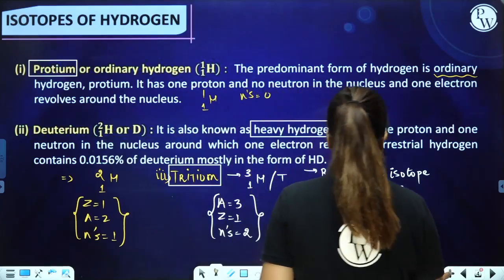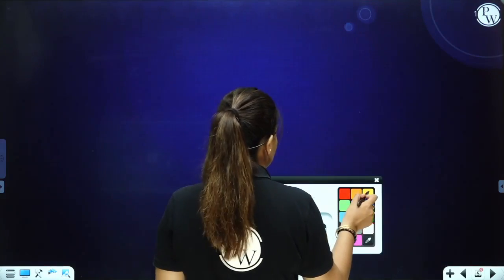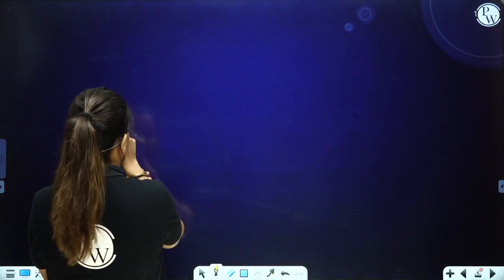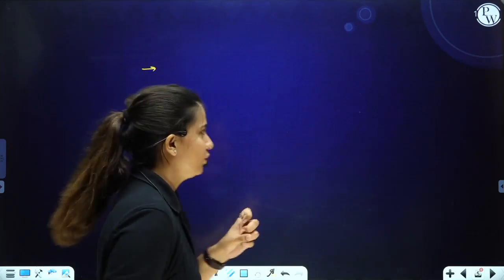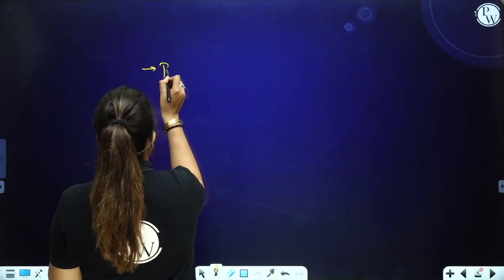Now we have to understand the position of hydrogen. We know that in the periodic table we have discussed, even Mendeleev was not able to identify the correct position of hydrogen. In the modern periodic table we were also not able to identify the correct position of hydrogen, so it's still an anomaly. So the position of hydrogen we have to discuss.